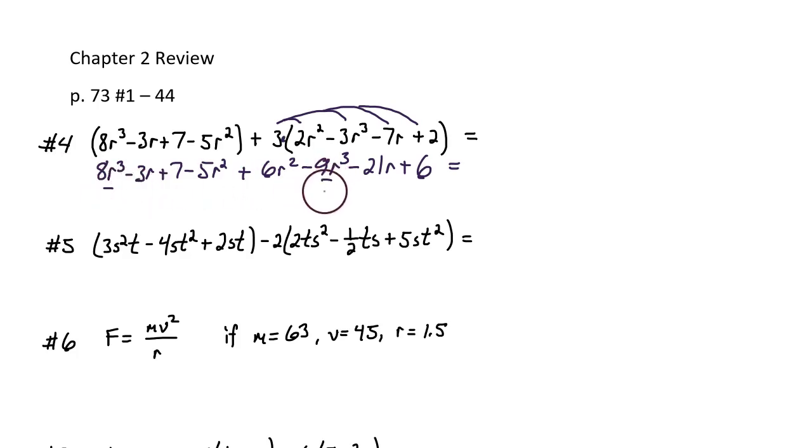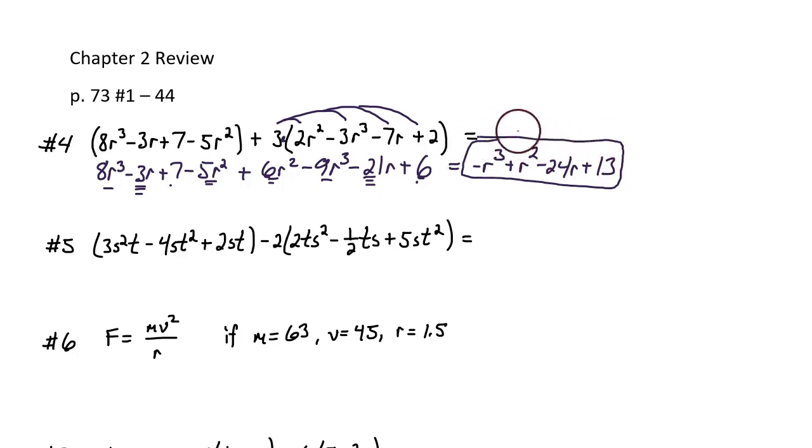8r cubed minus 9r cubed is negative 1r cubed. Now find the r squared terms. Negative 5r squared plus 6r squared is positive 1r squared. Now the r terms. Negative 3r minus 21r is negative 24r. And now the constant terms. Positive 7 plus 6 is positive 13. So we're combining like terms by adding or subtracting the coefficients of the different terms.